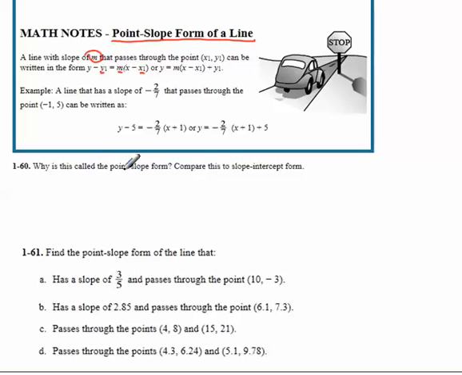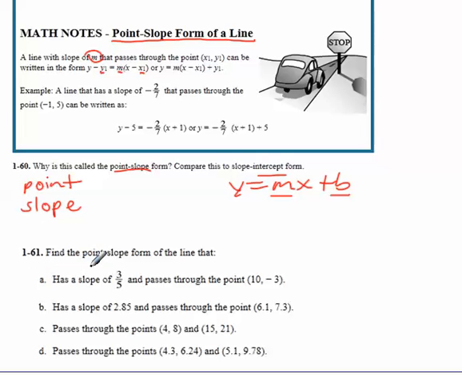So why is this called the point slope form? Compare this to the slope intercept form. The reason it's called point slope is what we need is one point and one slope to plug in, and we are ready to go. In slope intercept form, if you can't remember, y equals mx plus b, the parts that we plug in are the slope and the intercept. If we know those, we're ready to go with an equation. So let's practice one of these. We'll practice some more in class.